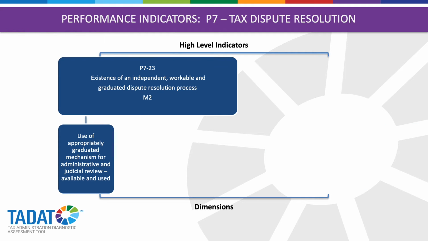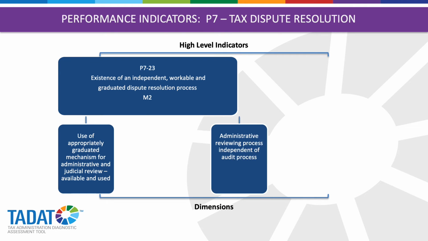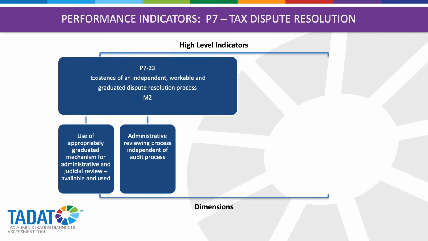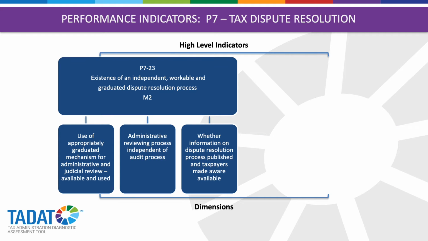P7-23 has 3 dimensions. The first criterion is that an appropriately graduated mechanism for administrative and judicial review must be available and it must be used. The second criterion is that the administrative reviewing process must be independent of the audit process. And the third criterion is that the information within the dispute resolution process must be published and taxpayers must be made aware that it is available.